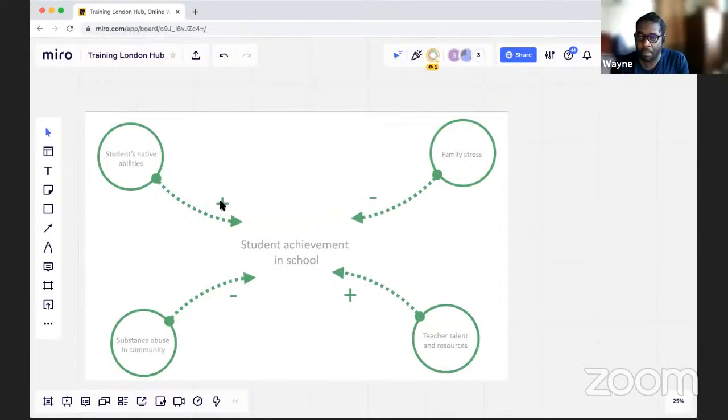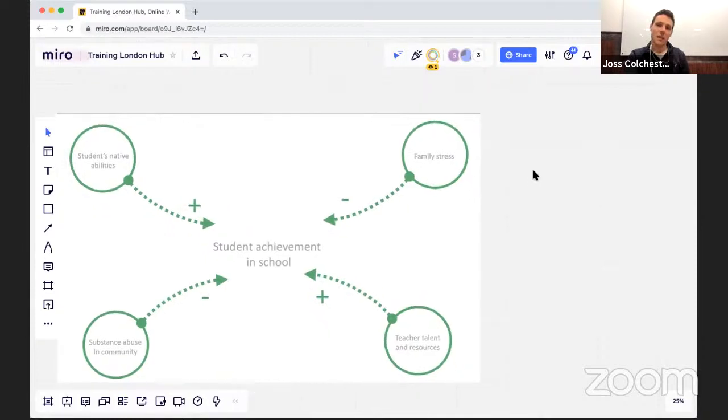But what this here is saying, just given these 2 factors, just looking at these, they're going to move in the same direction. So student native ability, if that goes up, the higher that is, the higher their potential for achieving in school. So over here, family stress. So if there's more family stress, this is a negative correlation. So what's going to happen here?